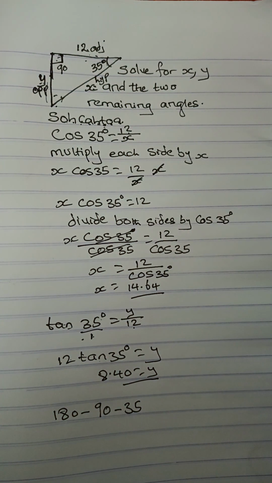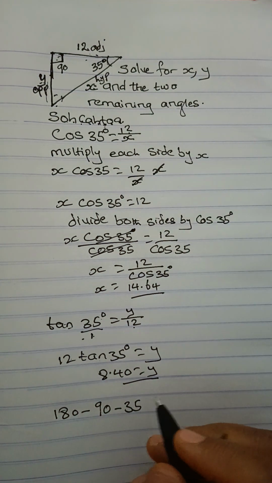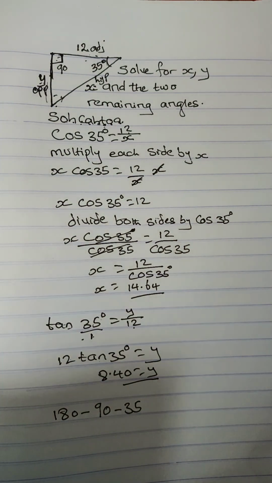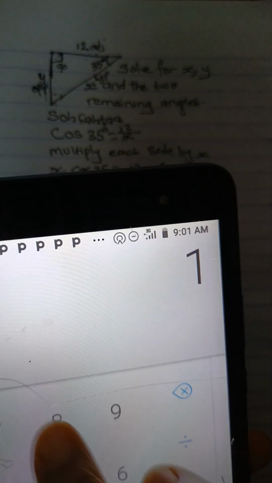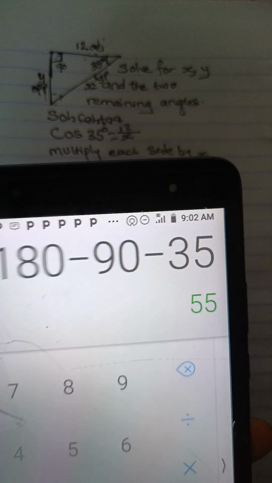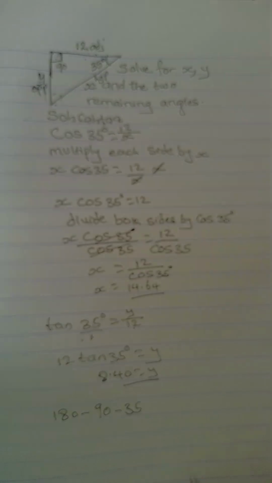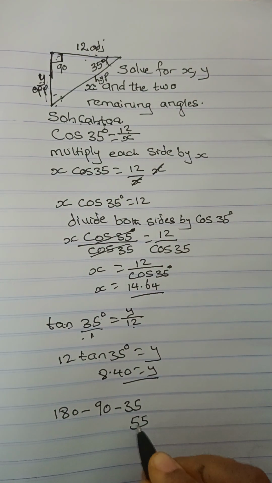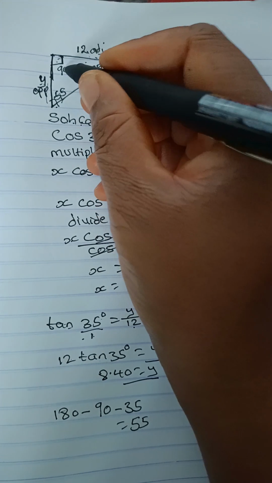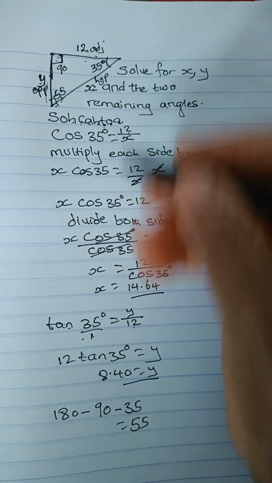Let's do it together: 180 minus 90 minus 35, and we have 55. So the other angle is 55. This is 55, 90, 35. So this is how to solve it.